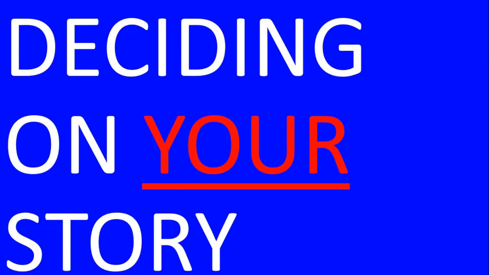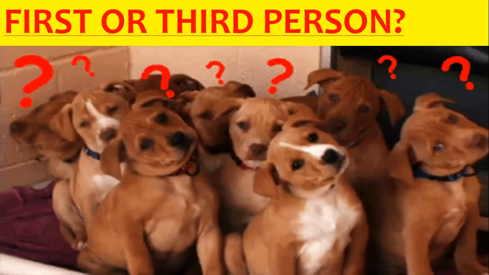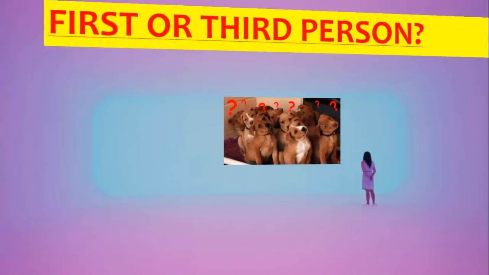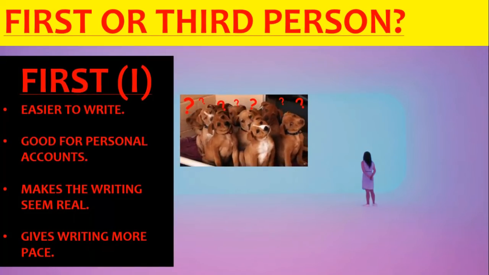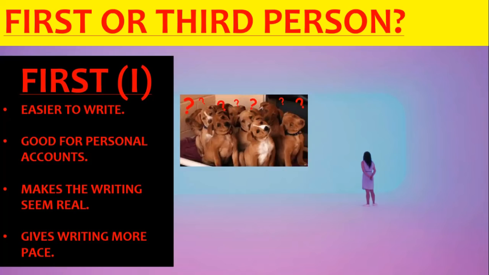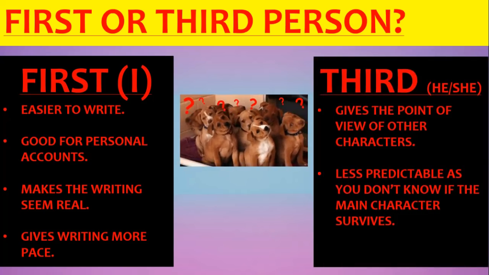Okay, so deciding on your story. So remember, you're getting those four titles. However, we want to try to be as interesting and original as possible. So the first thing to decide, and you can decide this well before going into the exam, is whether your story is going to be first or third person. So remember, first person is using I, so you are the character. Okay, so advantages of these are you could argue it's easier to write, it's good for personal accounts, makes the writing seem real, gives the writing a bit more pace, and probably gives you a bit of confidence as well, writing I. Well, third person is he, she.